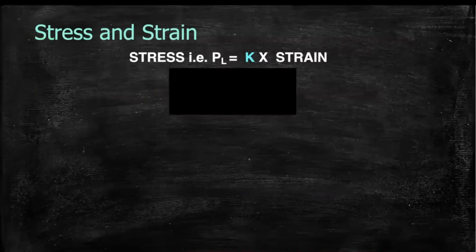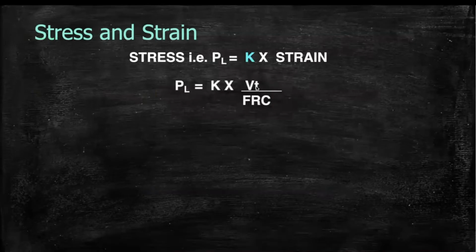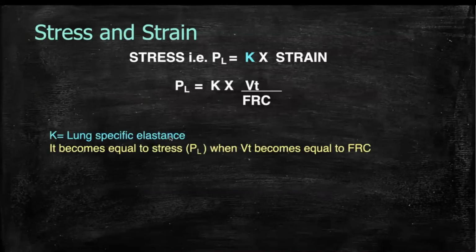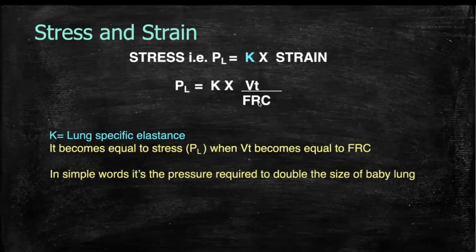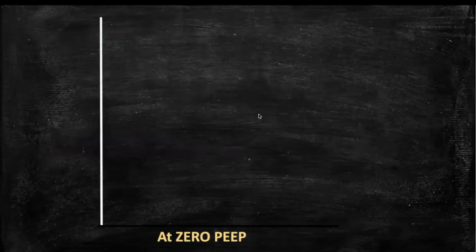So stress, which is nothing but transpulmonary pressure, is equal to K multiplied by strain. And strain, as we know, is tidal volume divided by FRC. And the K is also known as lung specific elastance. Now K can become equal to transpulmonary pressure if tidal volume is equal to FRC. So if this value becomes 1, then lung specific elastance becomes equal to stress. So lung specific elastance is nothing but the pressure required to double the size of the baby lung.